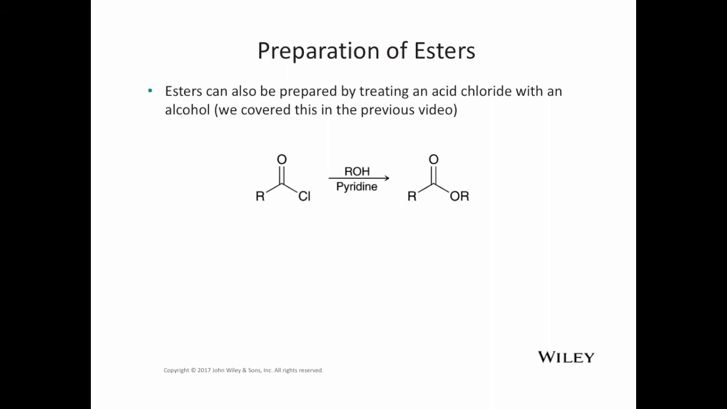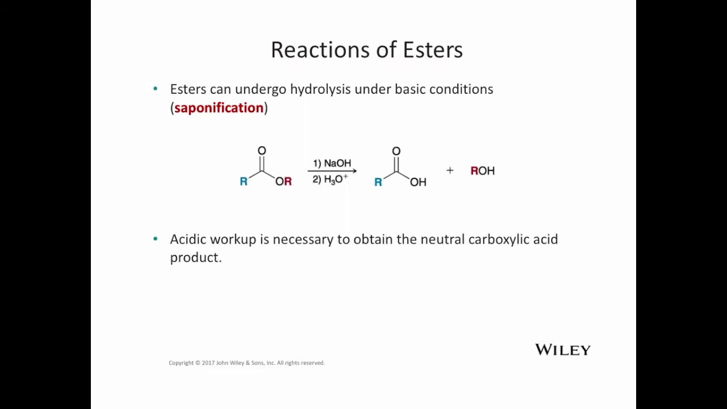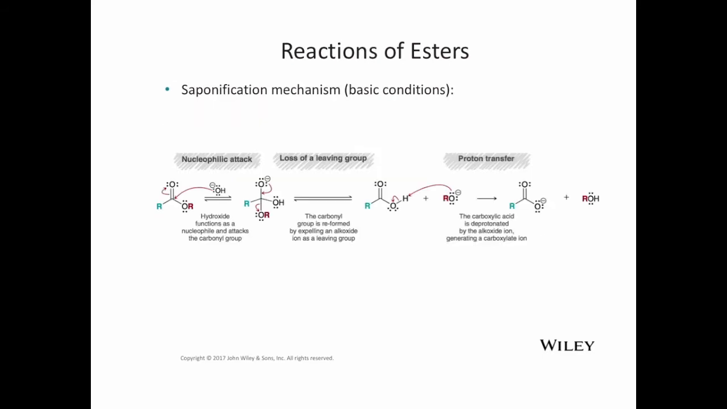That's a reaction that we've already seen. Esters can undergo hydrolysis under basic conditions, which we use the word saponification for. With this, we use hydroxide, a strong base, and then we have to do an acidic workup. If you look back to the acid chloride hydrolysis with strong base, you'll see it's identical to this, where the hydroxide is going to attack the carbonyl carbon. We get to this intermediate. The O- donates its electrons to reform the carbonyl, kicking off OR.